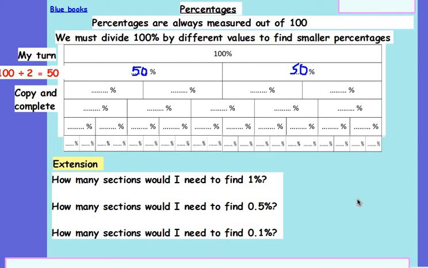Please pause the video and have a go at this now in your dark blue books. Copy out the bars and complete. And if you finish, have a go at my extension questions. This should take you about 5 to 10 minutes. Off you go.